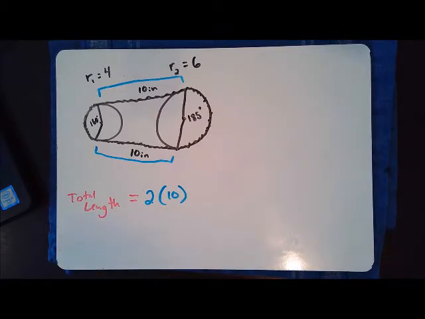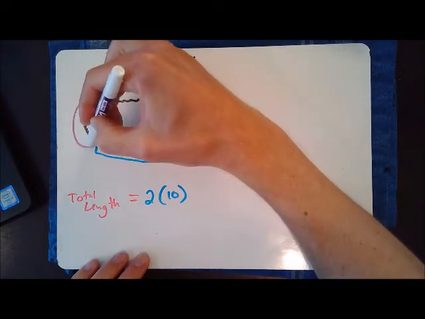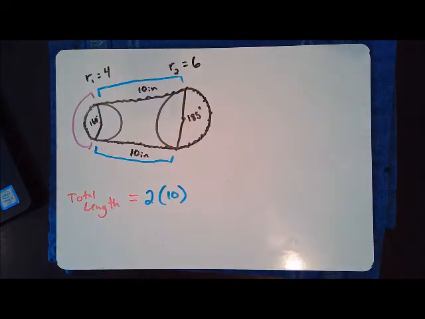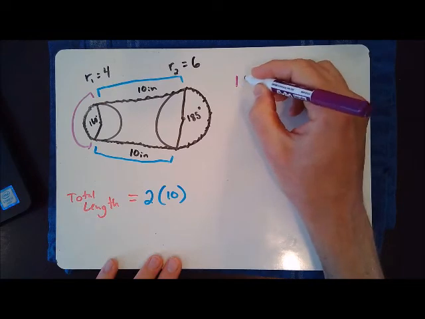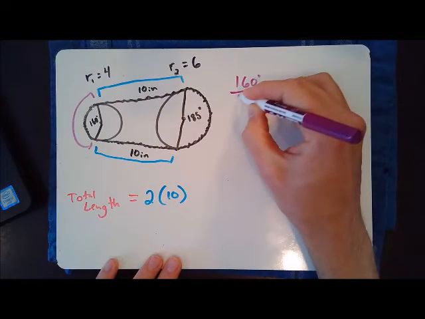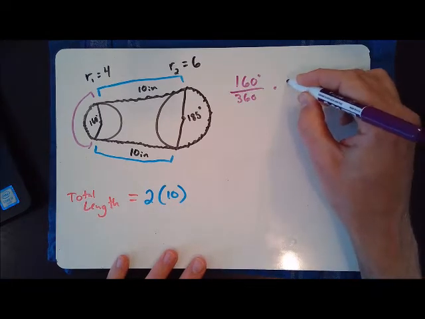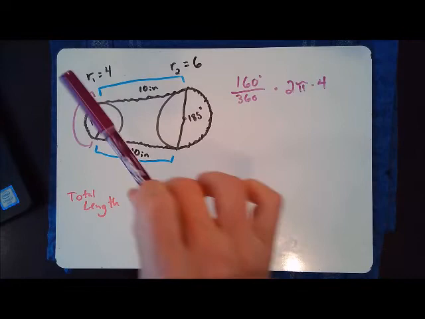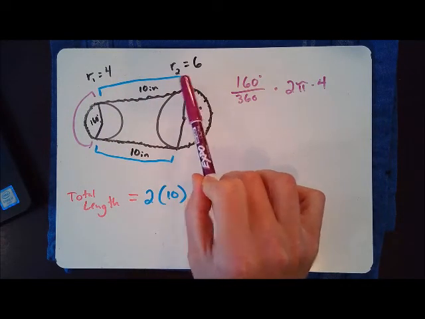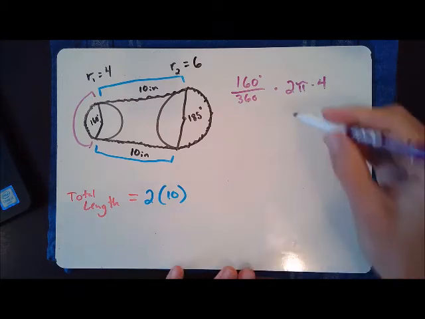Now I want to look at the two portions that are on the curved sprockets. Okay, so the left smaller sprocket over here has a central angle of 160 degrees, and it's an arc. So I'm going to use my arc length formula of 160 degrees over 360 times the circumference. Circumference is 2 times pi times the radius, which is 4. I represented it here by R1. R2 is my other radius of the bigger circle, bigger sprocket.